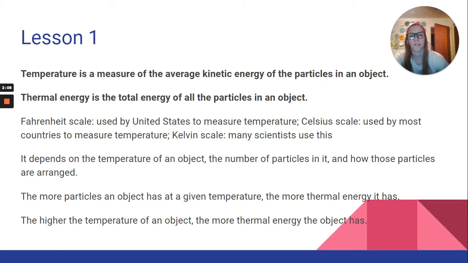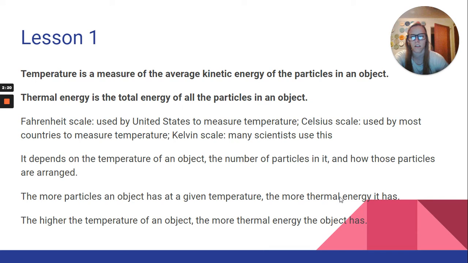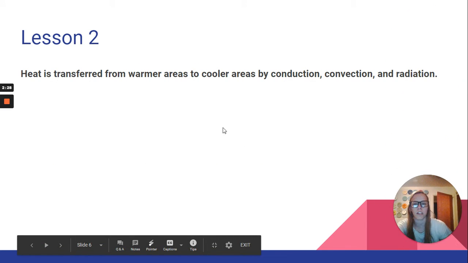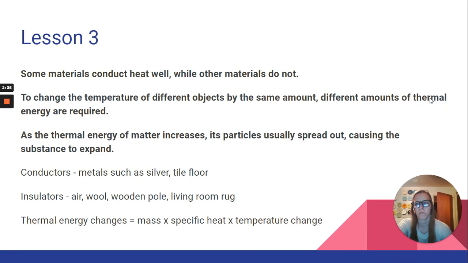Thermal energy depends on the temperature of an object, the number of particles in it, and how those particles are arranged. The more particles an object has at a given temperature, the more thermal energy it has. The higher the temperature of an object, the more thermal energy the object has. From lesson 2, heat is transferred from warmer areas to cooler areas by conduction, convection, and radiation, so all three. From lesson 3, some materials conduct heat well while other materials do not.